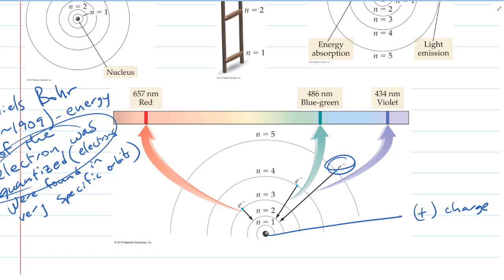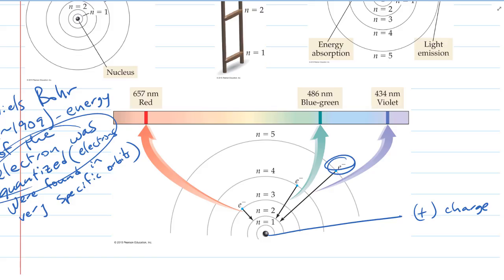And each one of those lines corresponds to a different jump between these orbits in the atom. It turns out that the red line we observed was a jump from the third level down to the second. The bluish-green line was the jump from the fourth down to the second, and the violet one was a jump from the fifth level down to the second.